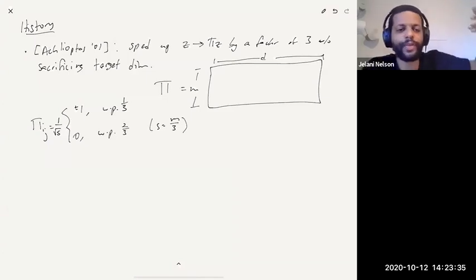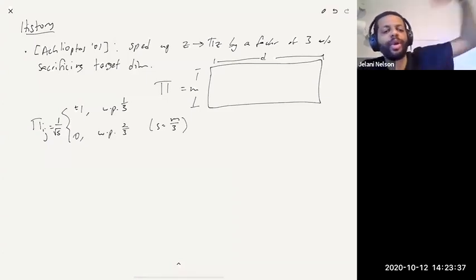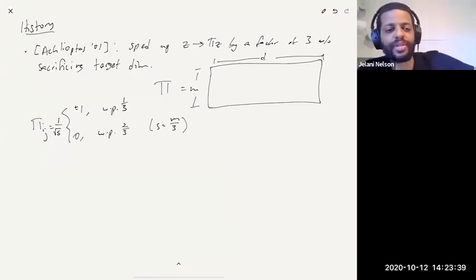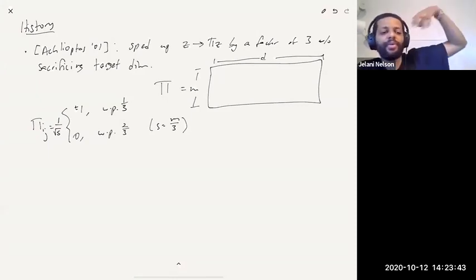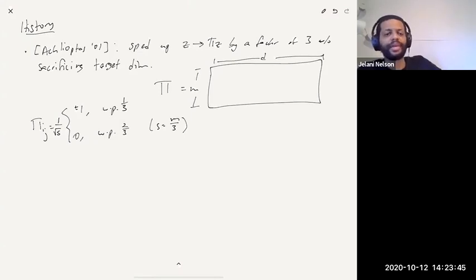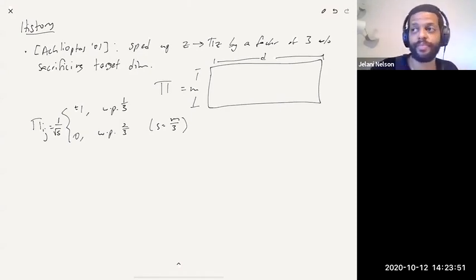So with probability 1 over 6, you get a plus 1. With probability 1 over 6, you get a minus 1. So with probability 1/3, you get either plus 1 or minus 1. And then with probability 2/3, you get a 0. So in expectation, 2/3 of every column of this matrix is 0.